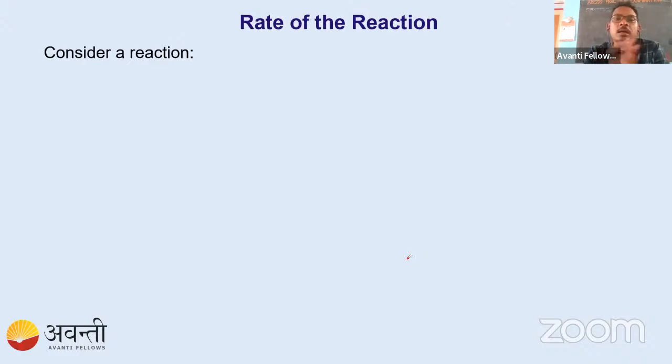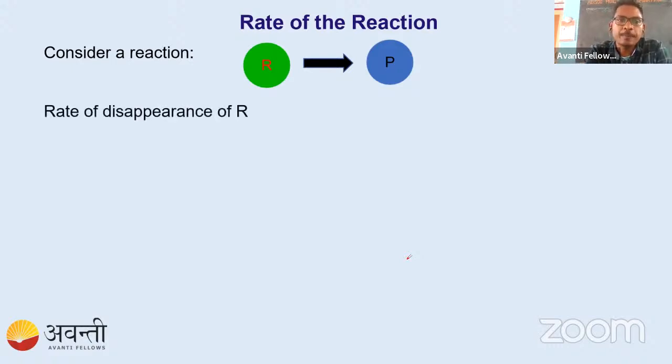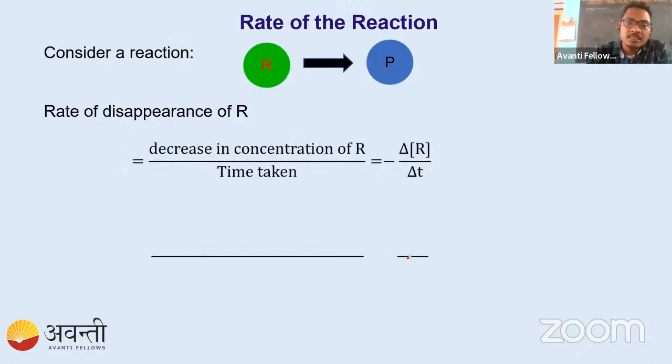Now let's see how to calculate the rate of any particular reaction, or we can say the speed of any reaction. Let's consider we have one reaction in which reactant is converted into product, and we write R is converted into P. So the rate of disappearance of R, like what is the speed or rate with which R is consumed or disappears, we can write as change in concentration of R with respect to time. This is for the reactant.